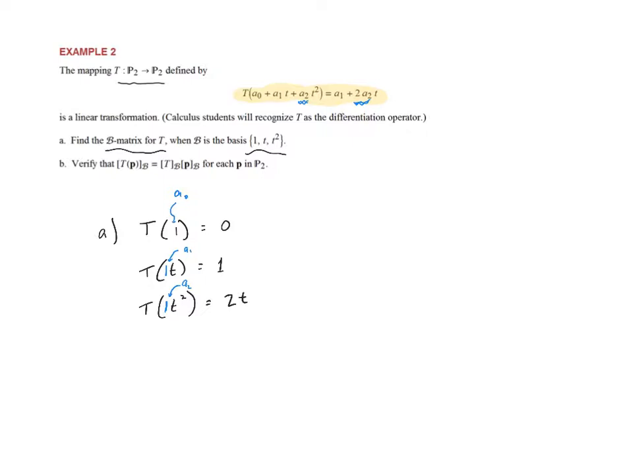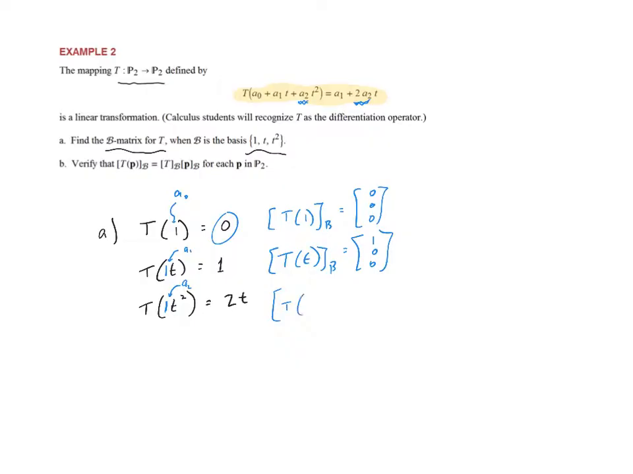Okay, so now our next step is we get to jazz up the notation. We're going to say then the coordinate vector T of 1 relative to basis B is equal to the 0 vector, right? We're writing this 0 as a vector in P2 with 3 entries. Okay. Similarly, T of t relative to basis B, that is 1, 0, 0, right? The 1 here is the 1 here because it's a constant, so it gets that first entry.